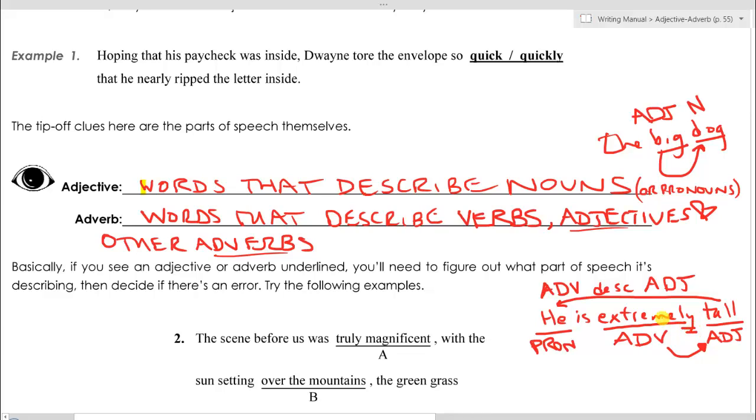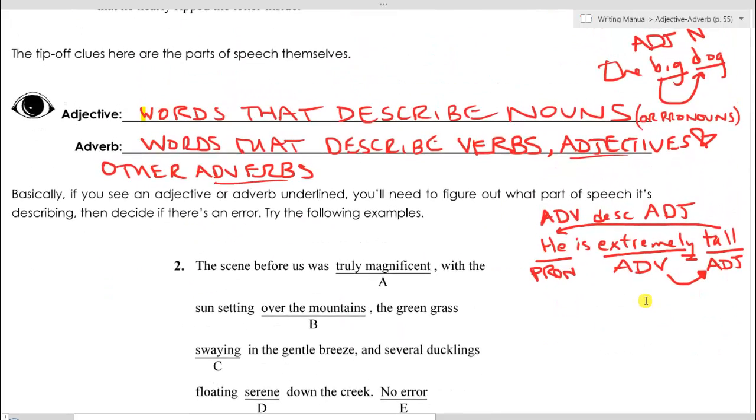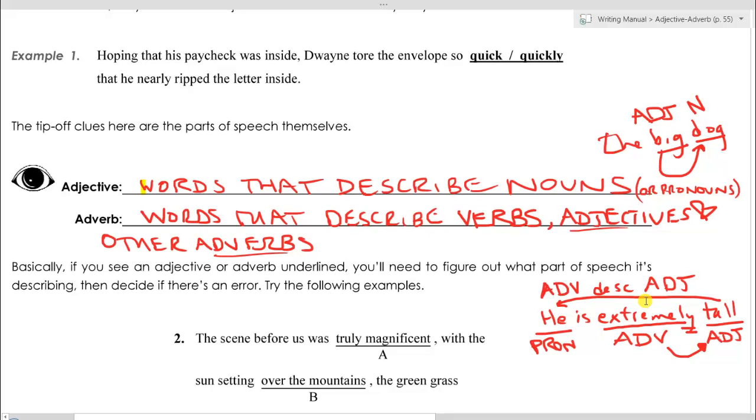And by the way, most adverbs do end in ly. That's a good way to spot an adverb. That extremely is coming in and modifying the tall. It is telling us how tall this dude is. So this is an example of an adverb modifying or describing an adjective.